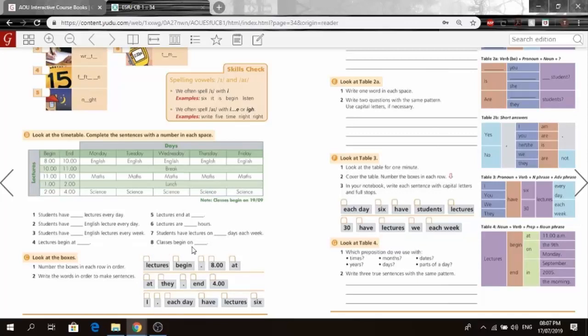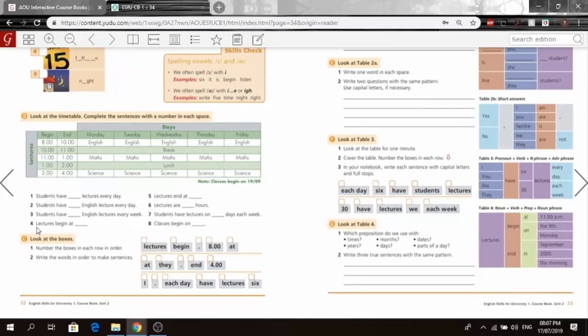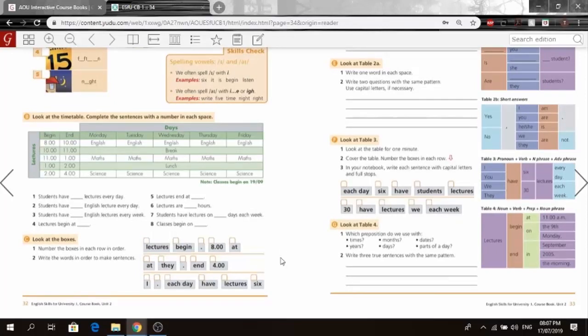8, classes begin on, it's written right here, so you can just write the date as it is, 19/09 or 19/9. Okay, so now look at the boxes here on exercise C. 1, number the boxes in each row in order, and 2, write the words in order to make sentences. Okay, so basically like the previous unit's exercise, we just rearrange them, okay?